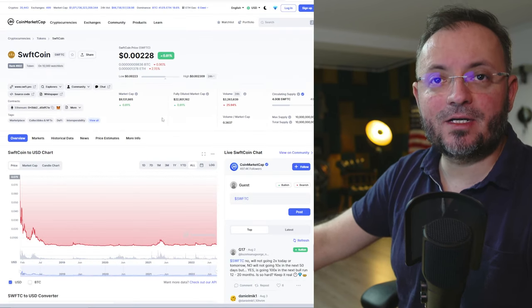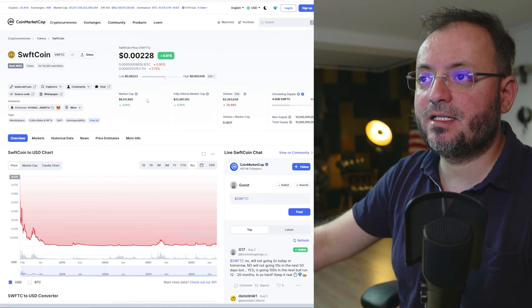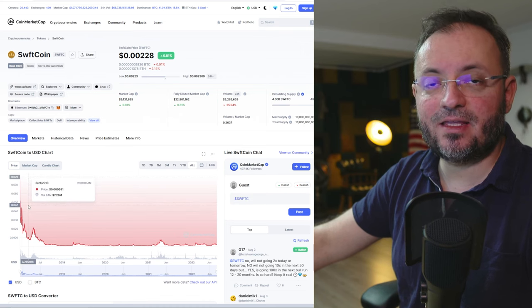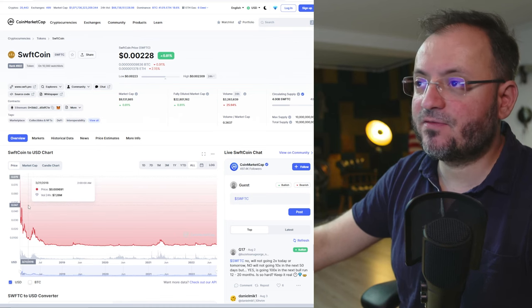This is the cryptocurrency that I have bought recently. It is called Swiftcoin, it was listed on Coinbase, and I think that it can make a 10x from here.